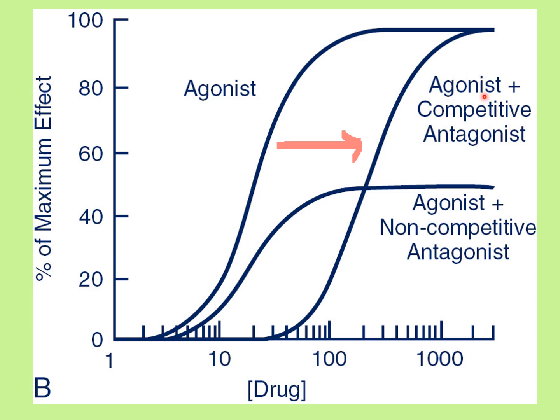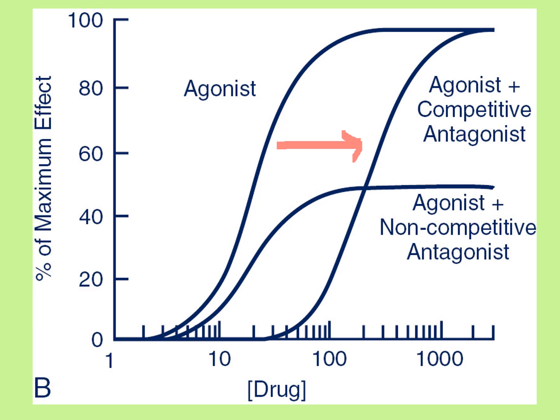So you add more and more agonist, and you end up getting more and more possibilities that the agonist is actually binding the receptor rather than the competitive antagonist. It's competing for the same site, so more will overcome the inhibition. Okay? We achieve the same level of inhibition.